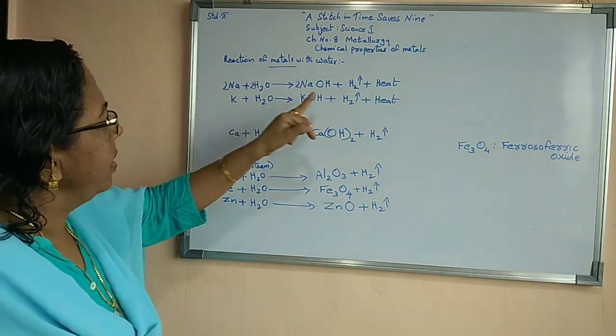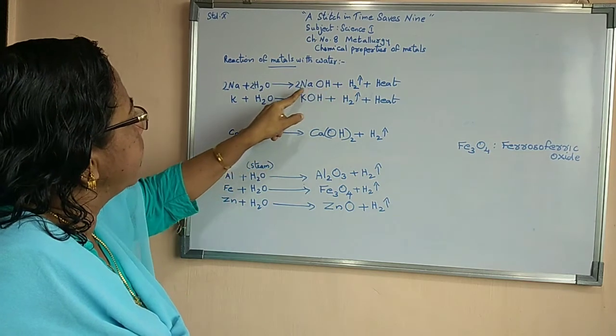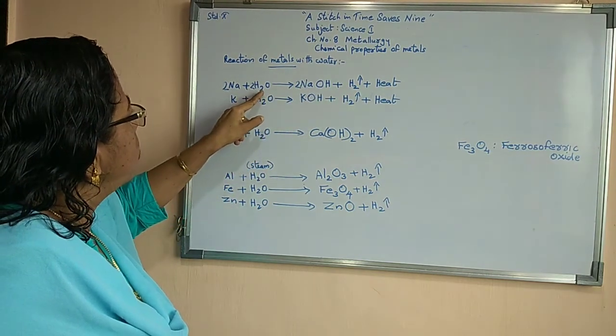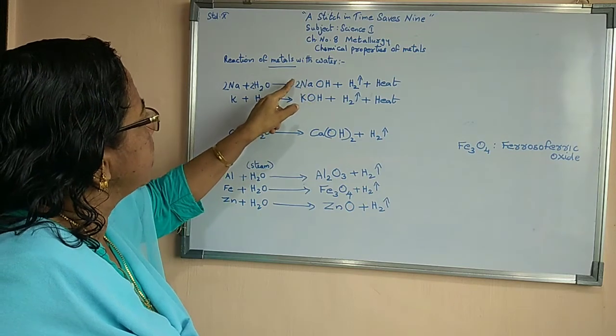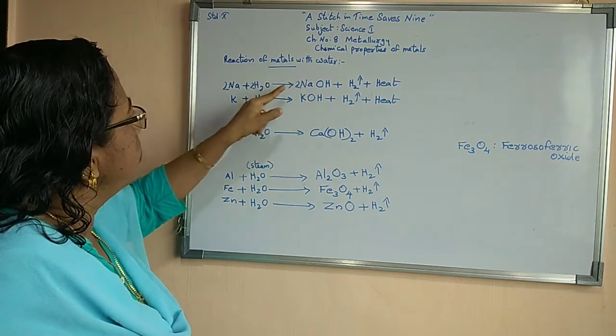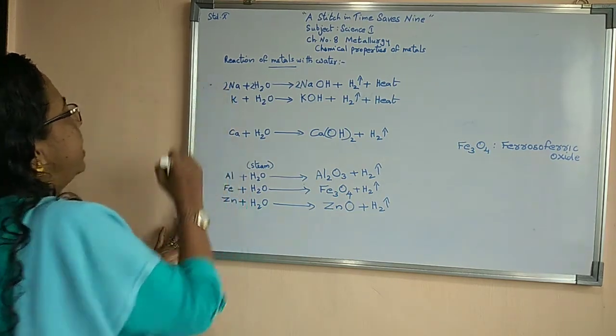Now once again we will check it. Here total 2 hydrogen plus 2 hydrogen, 4 hydrogen. Here 2 2s are 4 hydrogen. Here 2 oxygen, here 2 oxygen. Sodium here 2, here also 2 sodium. So this equation is balanced.